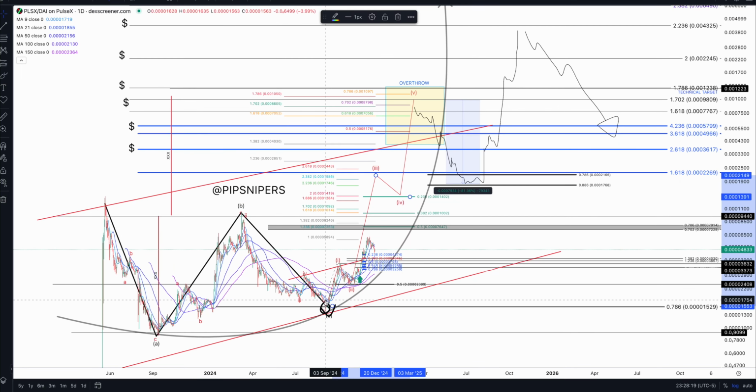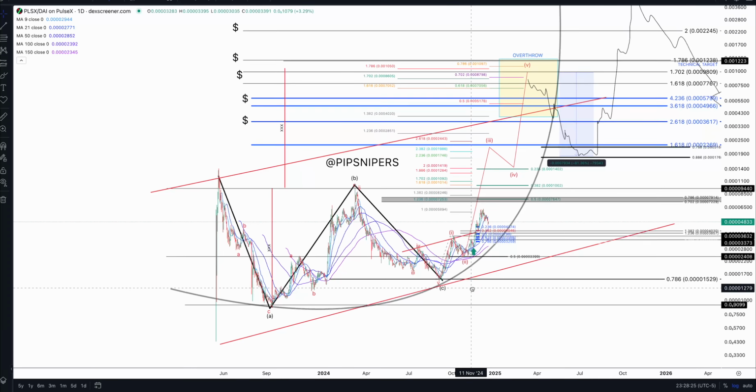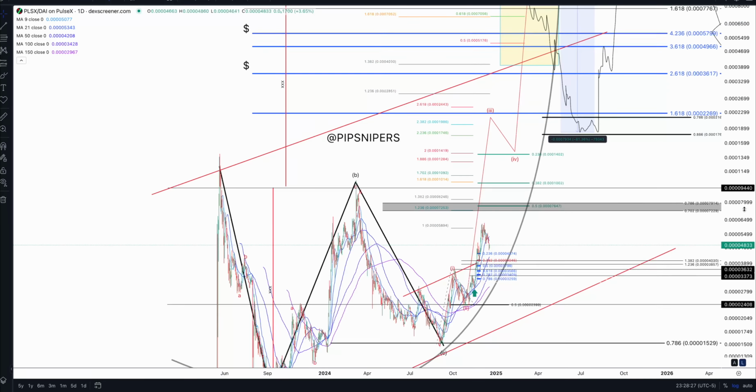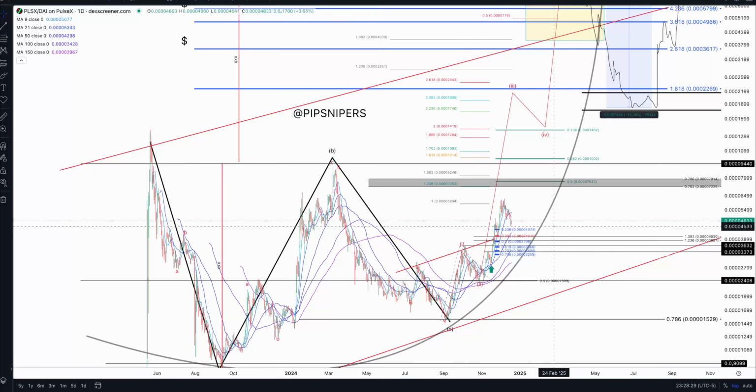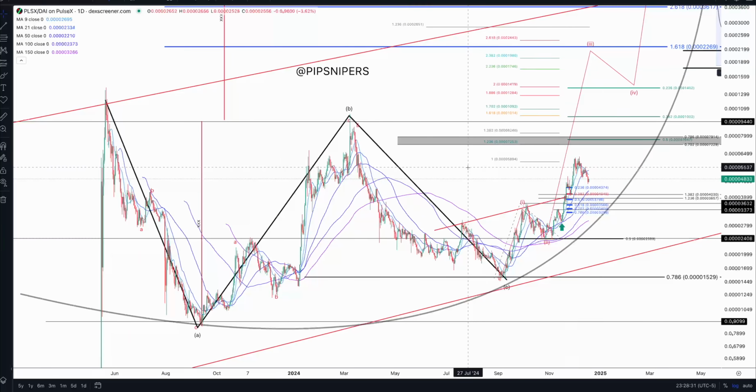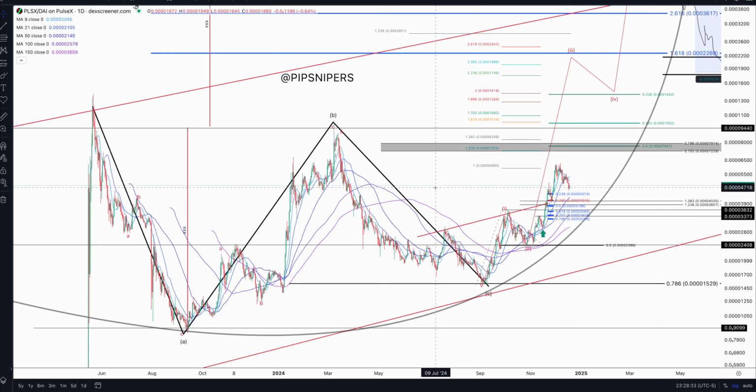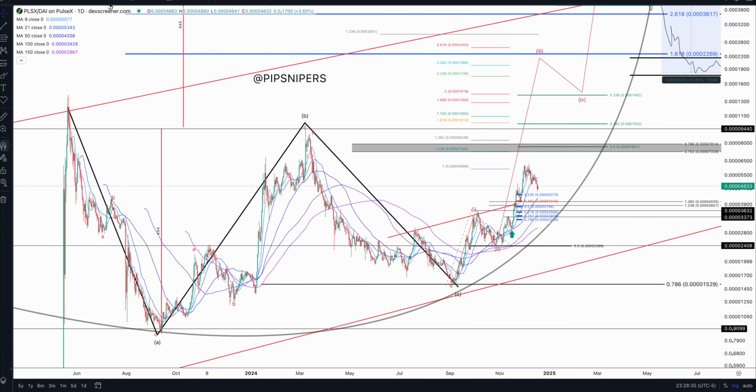Let's take a look at the PulseChain roadmap. We're going to take a look at all of these coins today in the PulseChain ecosystem. I'm going to show you all of the targets and what I currently think in regards to the current market structure. So going all the way back to May 2023, we had an ABC down for your A wave.